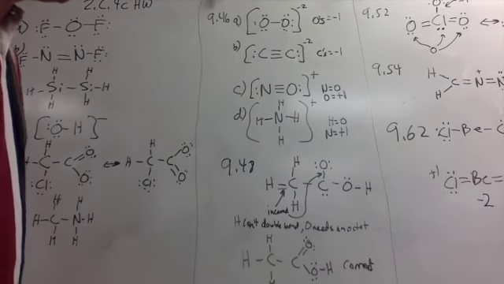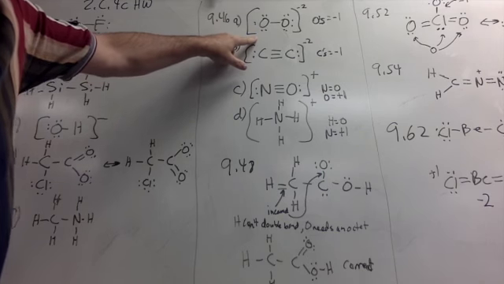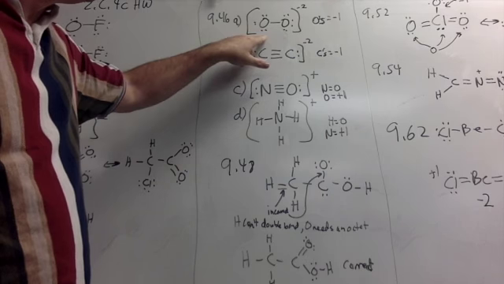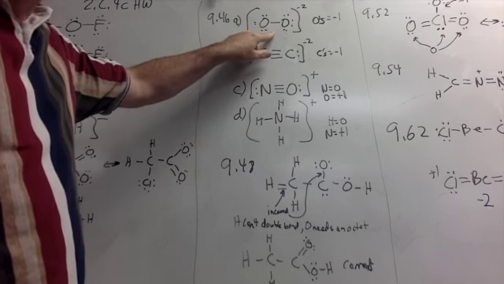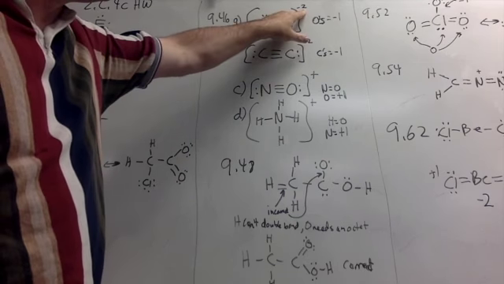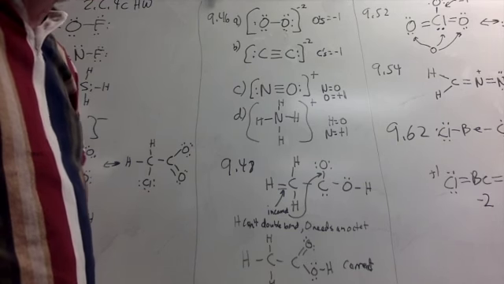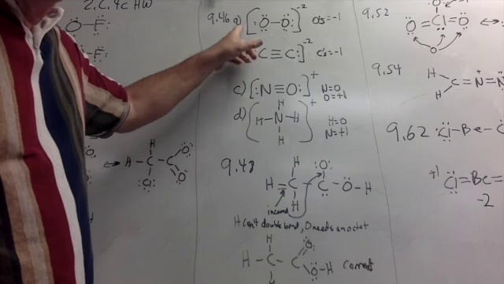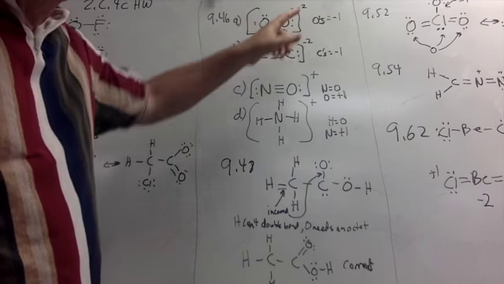Coming over here to 9.46, the peroxide O2 minus 2 ion works out with a single bond. It has a -2 charge, and both oxygens have -1 formal charge. On 9.46, you're supposed to give the Lewis structure and the formal charge.